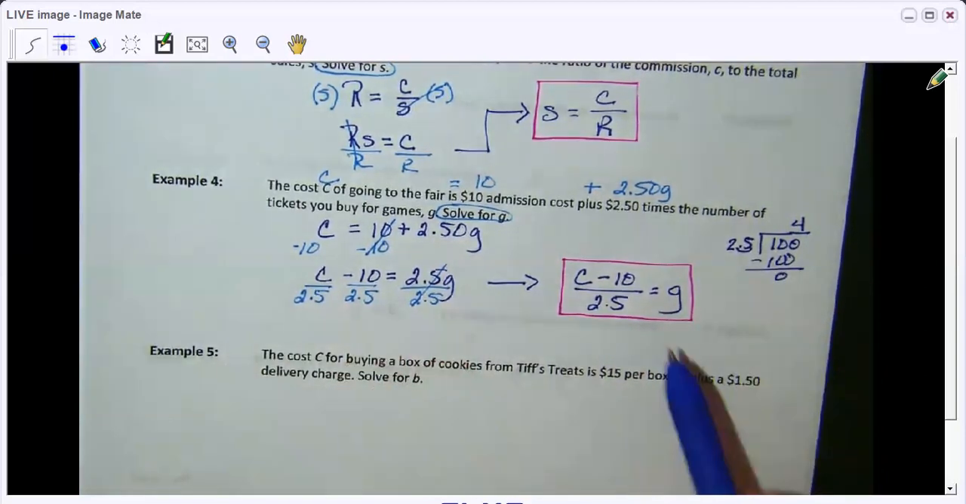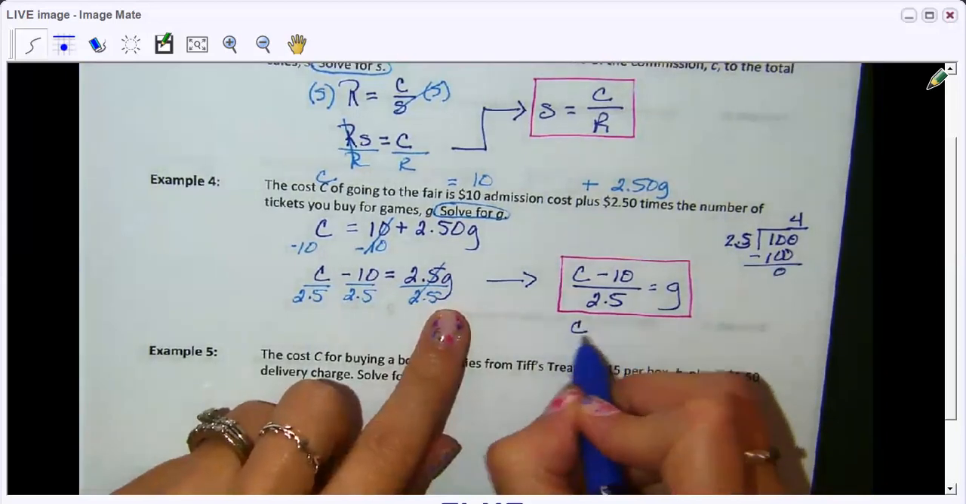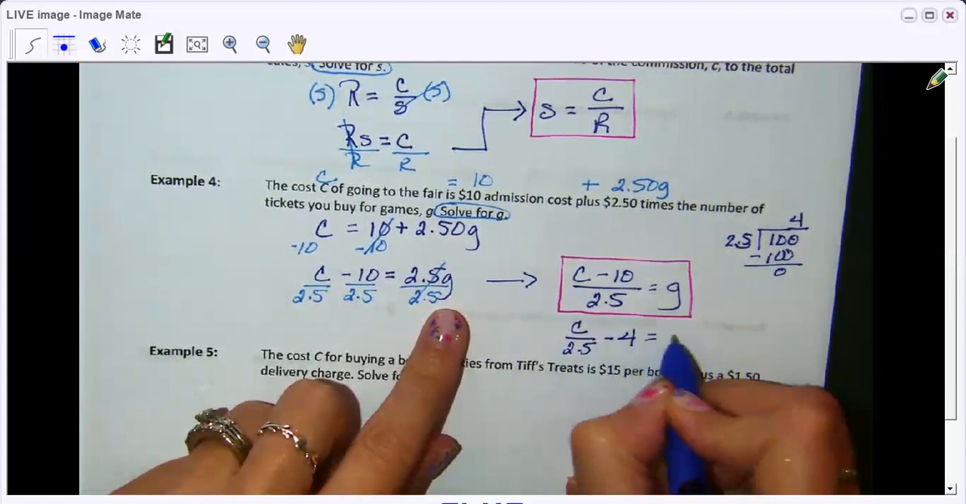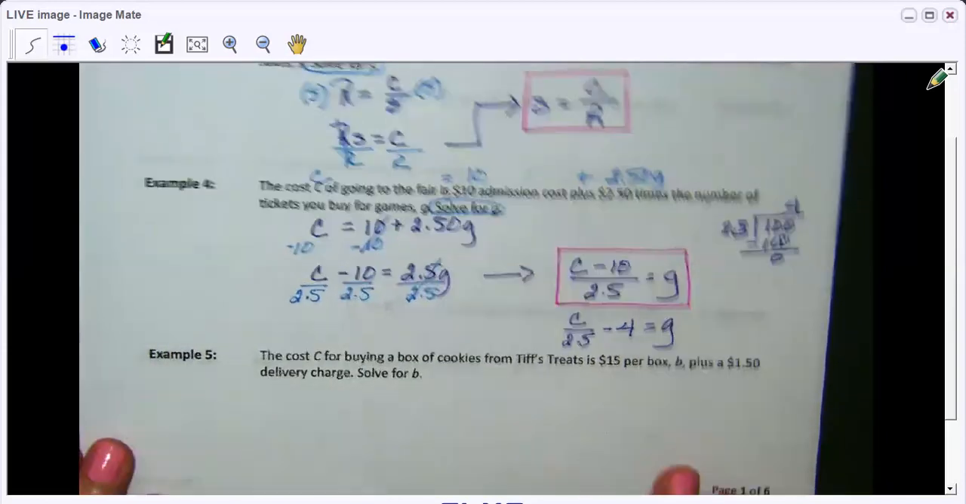Yeah, so C equals, that's the answer first. It could be this, or you can do C over 2.5 minus 4 equals G. There is something to do with this 2.5 over here, but I'm not going to show you that yet. Okay. All right, let's go to example 5.